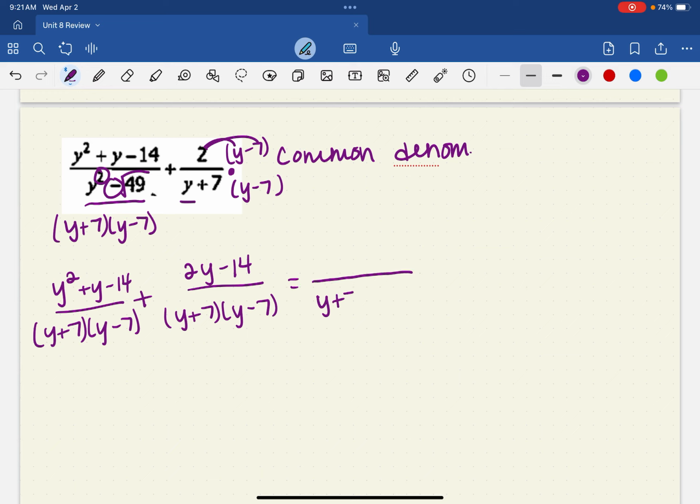So y plus 7, y minus 7 on bottom. On top, I've got y squared. 1y and 2y make 3y. Negative 14 and negative 14 make negative 28.